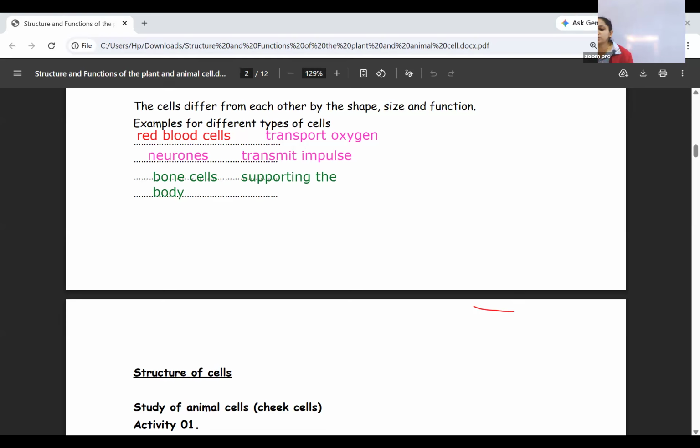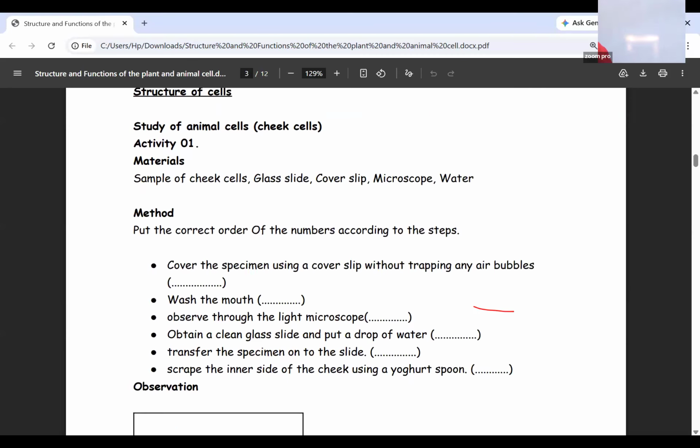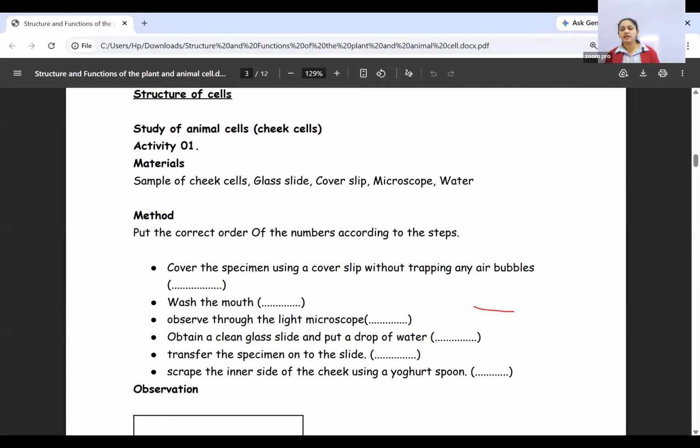Okay. Then we will move to the structure of the cell, right? Now we will learn about the structure of the cell. For that, there's an activity: study of animal cells, study of cheek cells. I'll show you the video. We'll do the activity in school. Regarding this lesson, there might be 2 or 3 activities we have to do. This one is very easy, we'll do it in school, but here we will observe the activity.